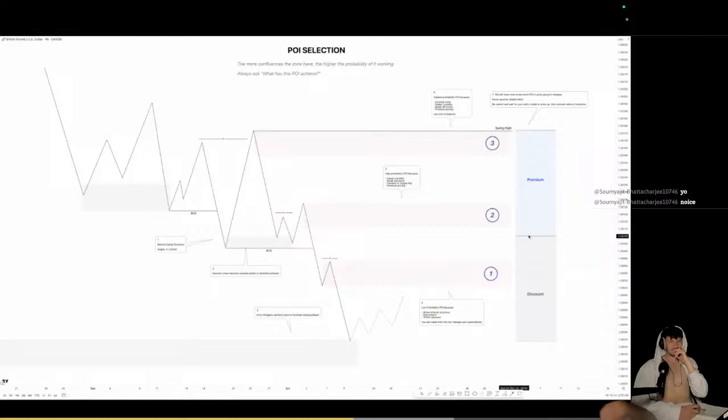And also, it's within the discount zone. You can see right here, within the discount zone, the 50% equilibrium is above it. We are expecting price to pull back to above the 50% level, go into the premium pricing, and that is when we can really look for those high probability trade setups.